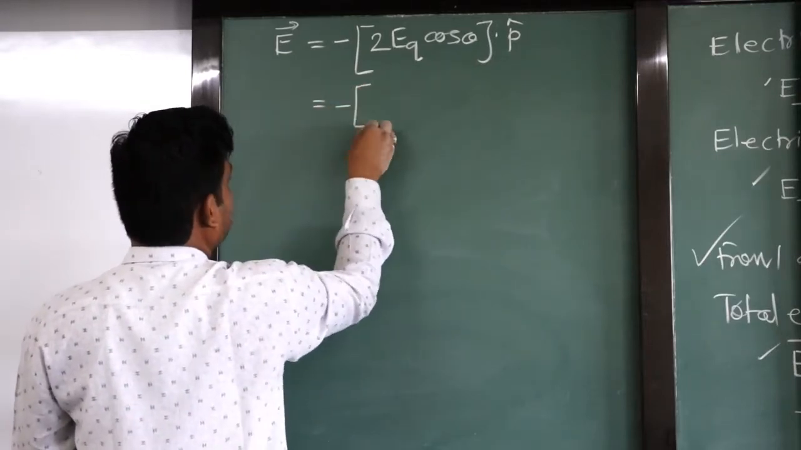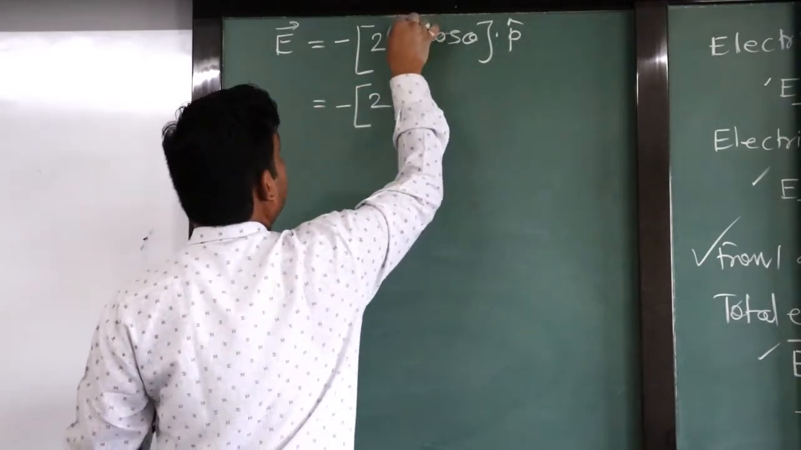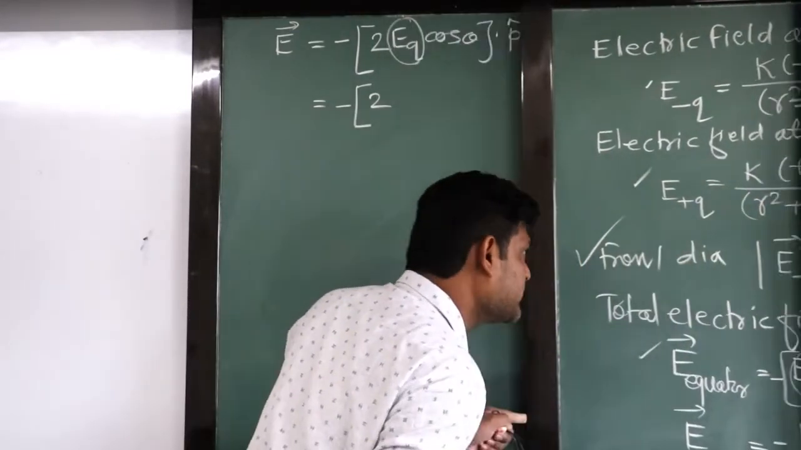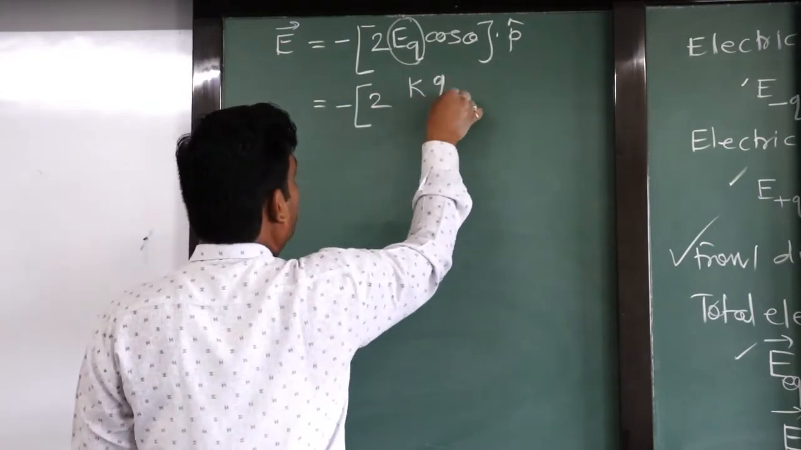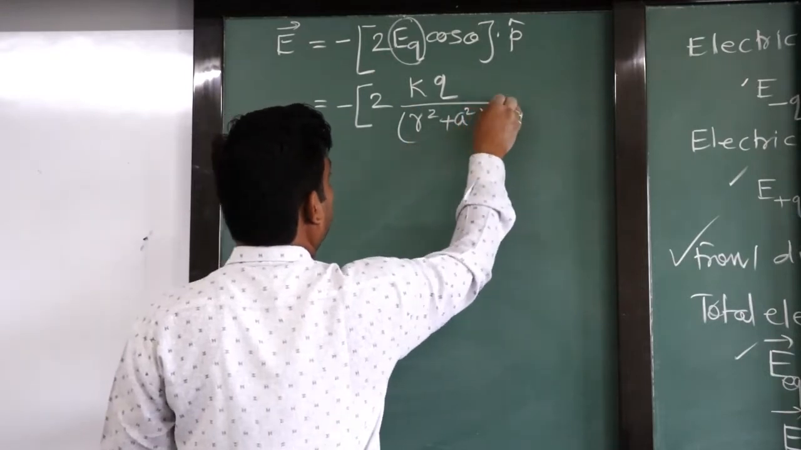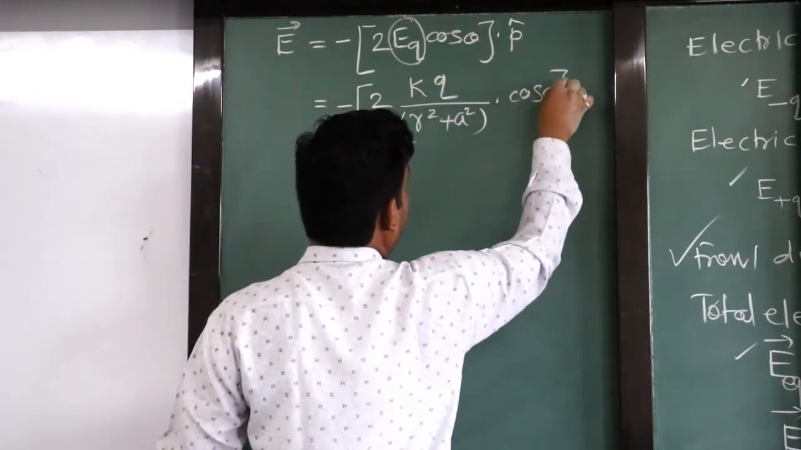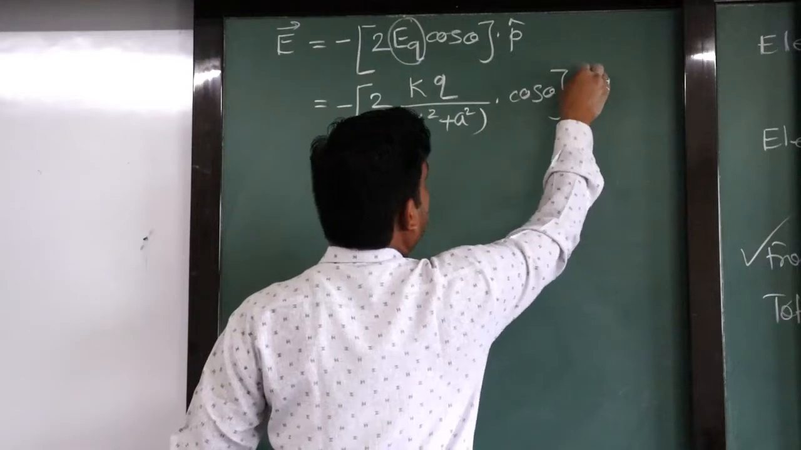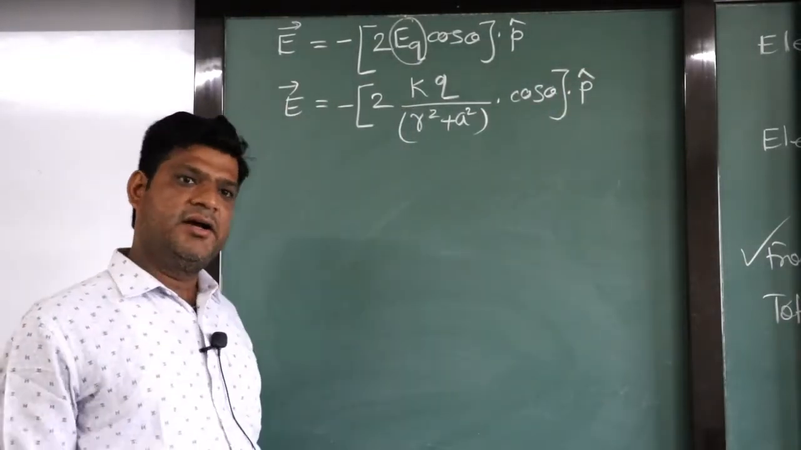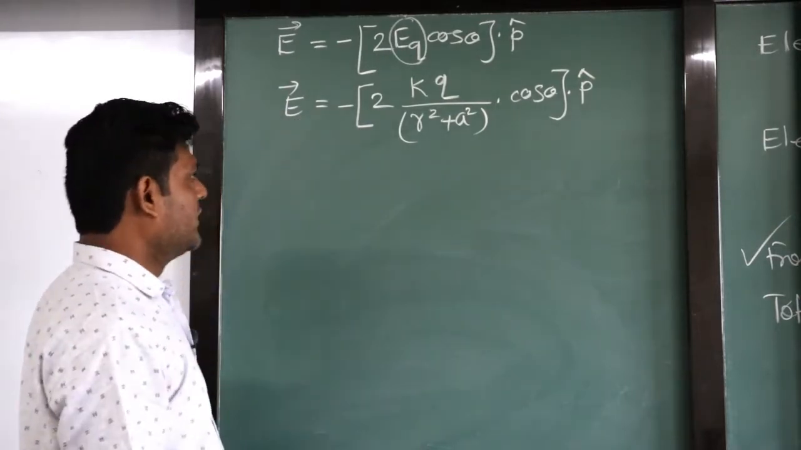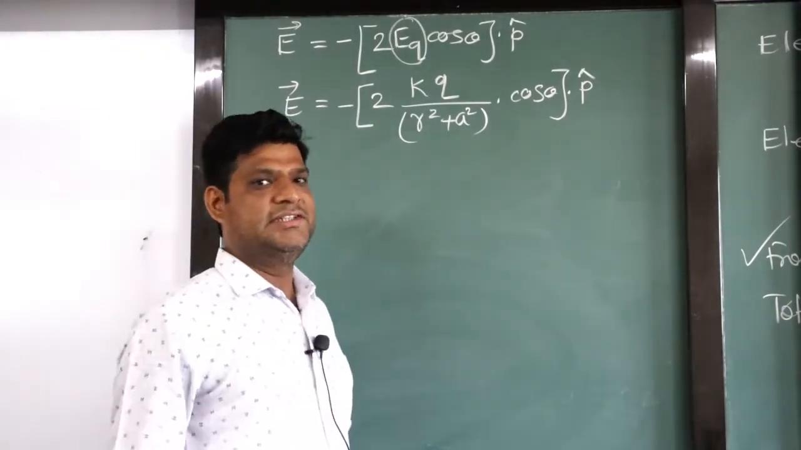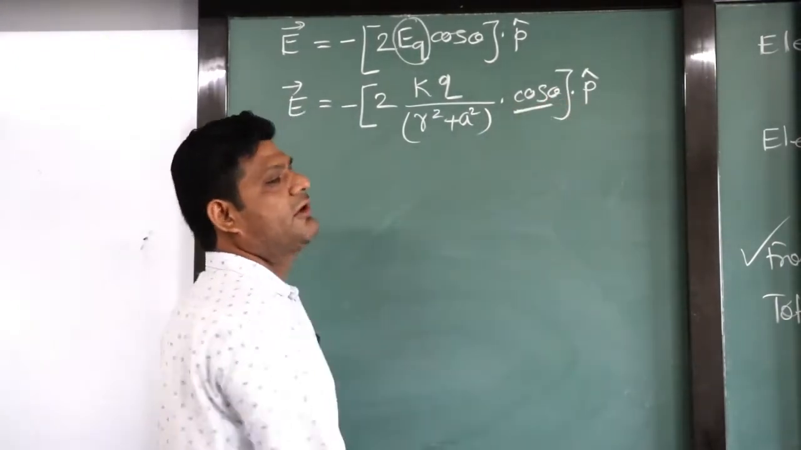Next, 2 remains as it is. The value of EQ is KQ divided by R square plus A square, into cos theta into P cap. This is the electric field at the equatorial point. Now, what is the value of cos theta? Again, we are going to see the diagram to find the value of cos theta.